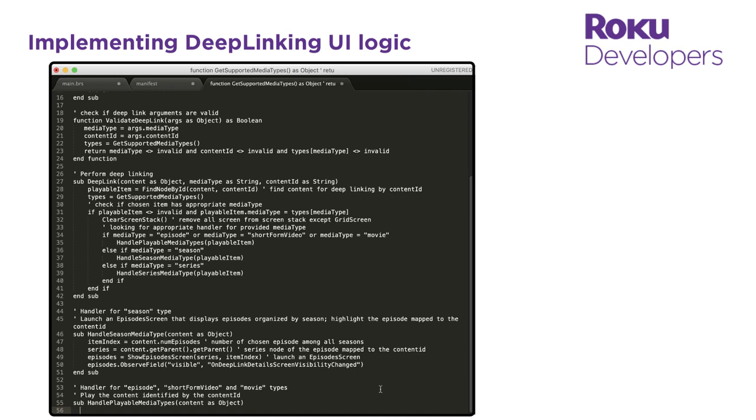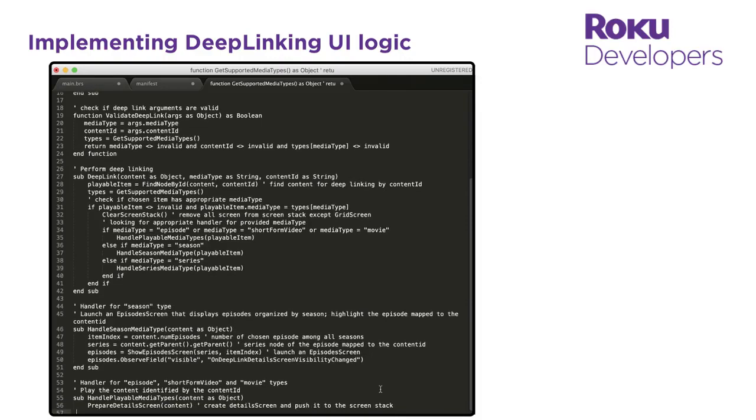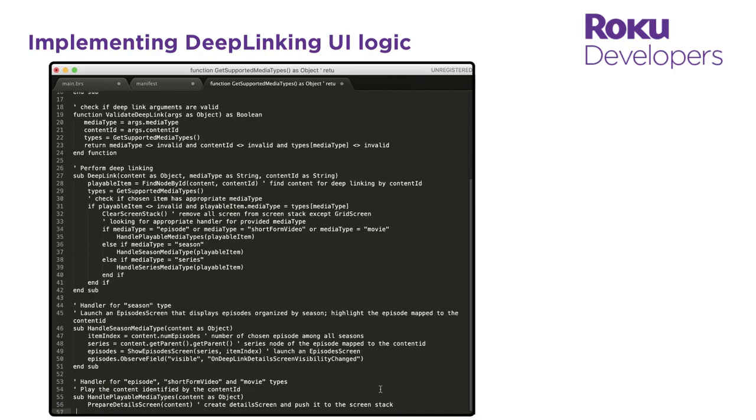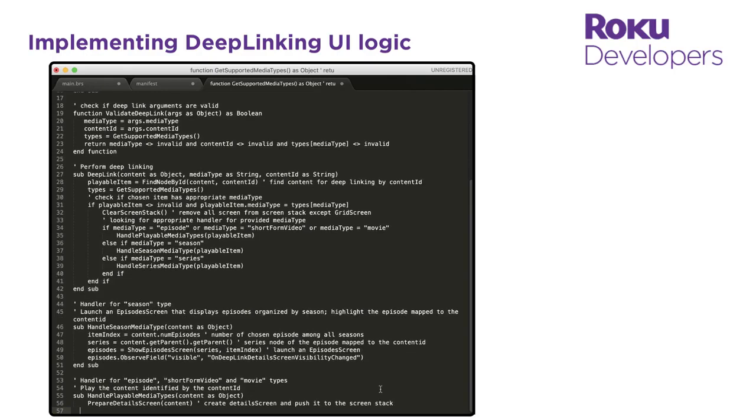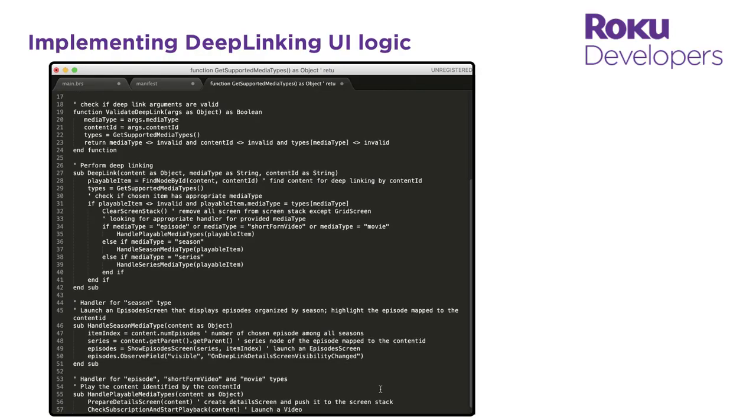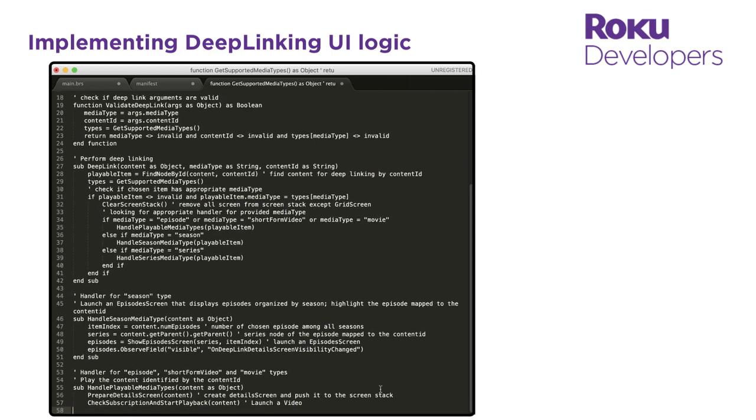It takes the content node of the deep link video passed into it. Let's pass the content node into a call to the prepare detail screen method, which we'll create in a moment. This method creates the detail screen for the deep link content and pushes it onto the screen stack. When the video has completed playback, or the back button is pressed on the Roku remote control, the detail screen for the video opens. And then let's pass the content node into the check subscription and start playback method, which verifies that we have a valid subscription for the selected content and then launches it into playback.